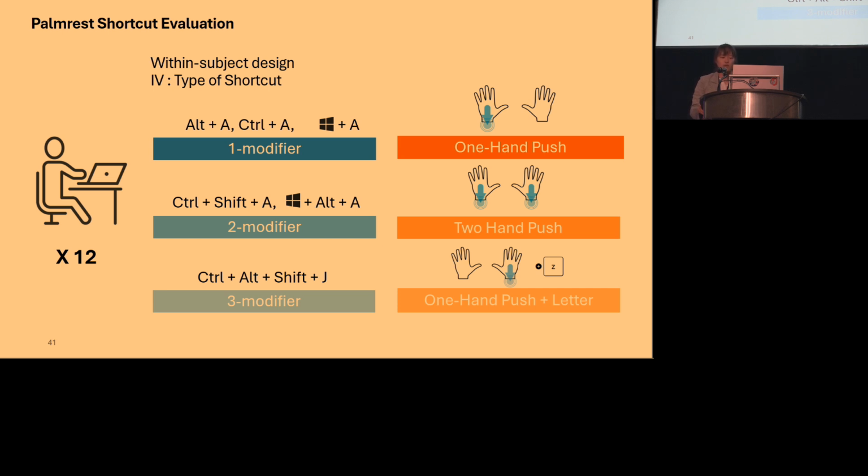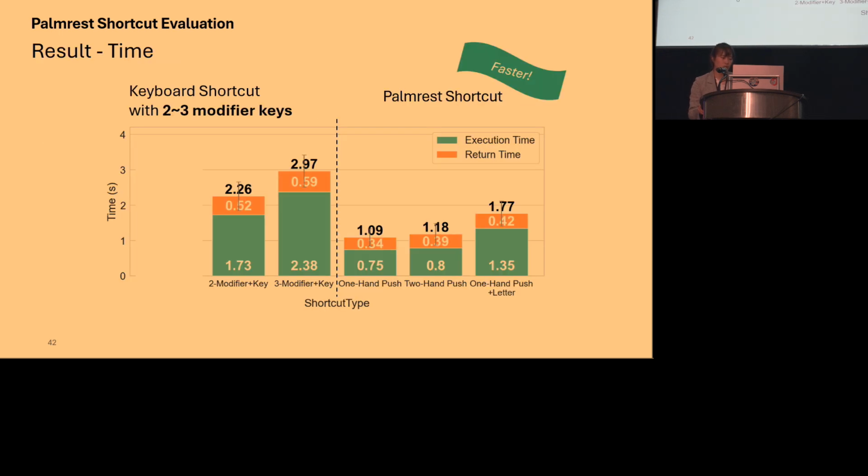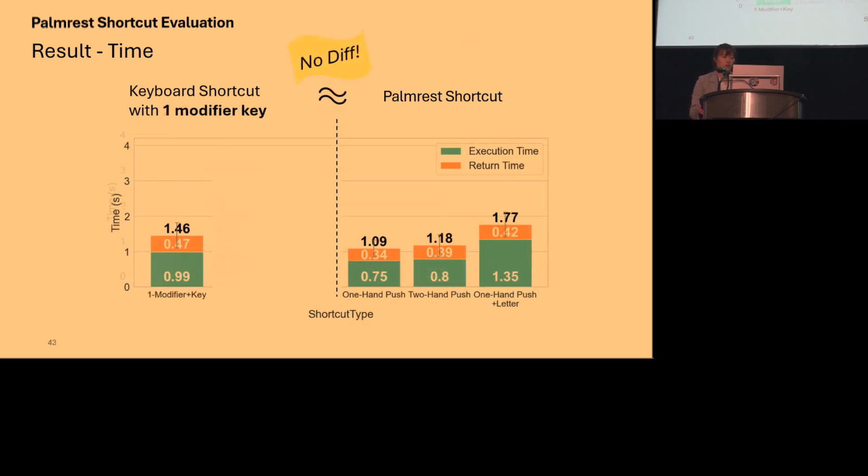We categorized the keyboard shortcuts based on the number of modifier keys used. And the results show that Palmrest shortcuts were significantly faster than keyboard shortcuts that use 2 or 3 modifier keys. But there was no significant difference with the keyboard shortcut with 1 modifier key.